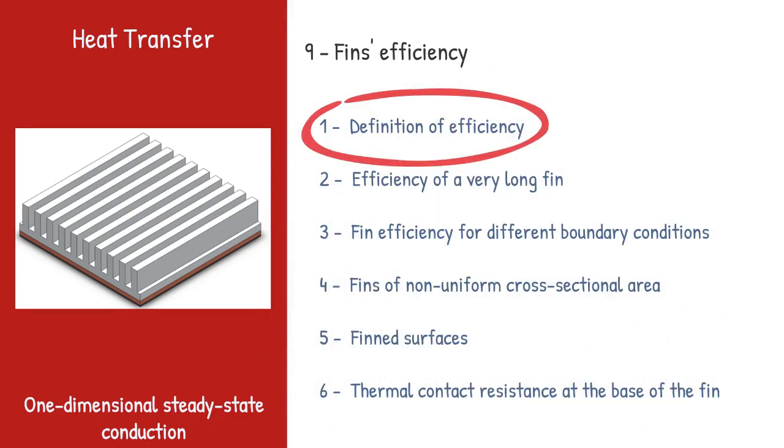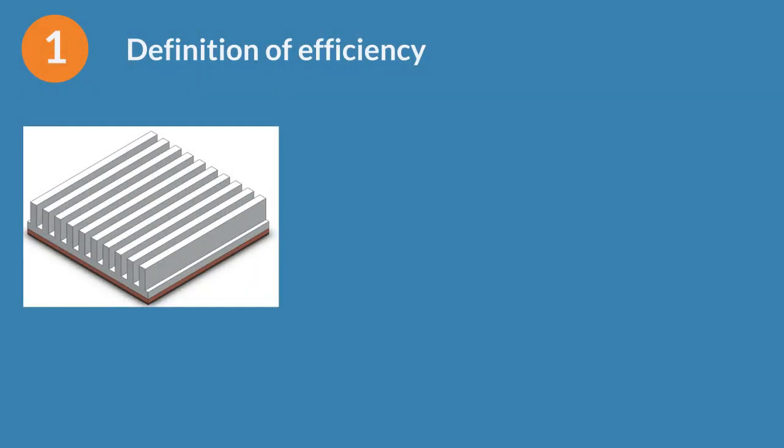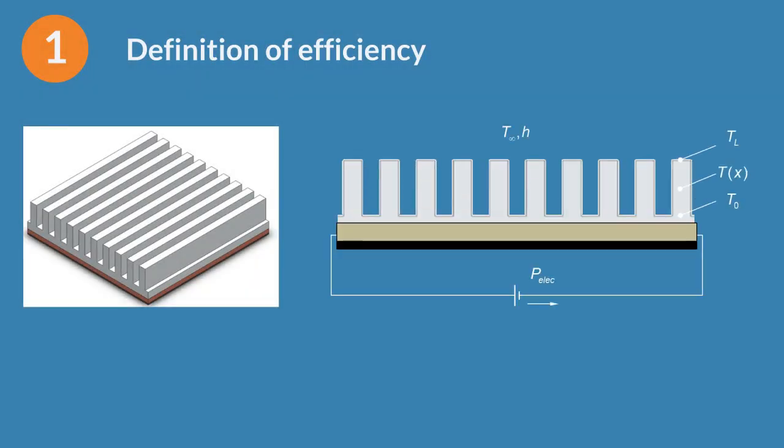Efficiency is a very important aspect in calculating fins. Let's see how we define it and how we calculate it. Let's use a chip with a heatsink as an example. We will analyze the central plane.